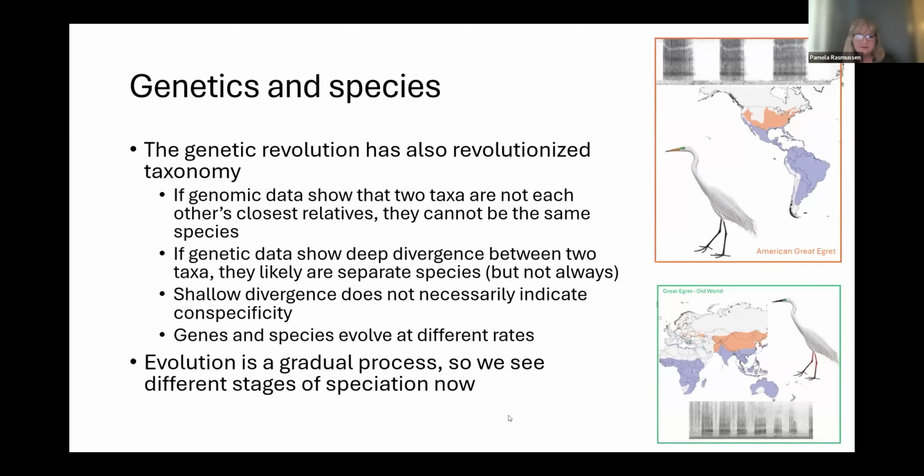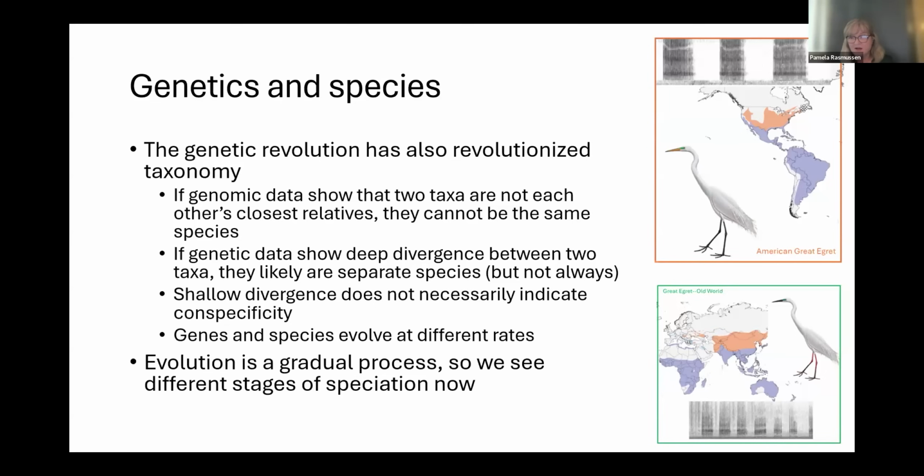And we also know that we expect to see cases that aren't readily determined. It's not easy to determine whether they're species or not, because evolution works that way. It's a gradual process. It's happening all around us. It's not at some endpoint just because of the time that we live in now. So we expect to see different stages of speciation.